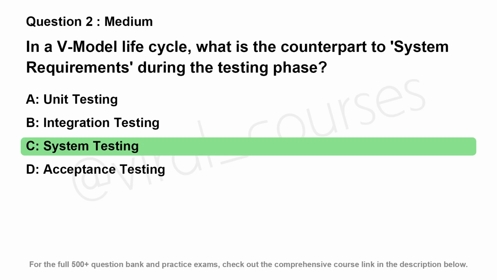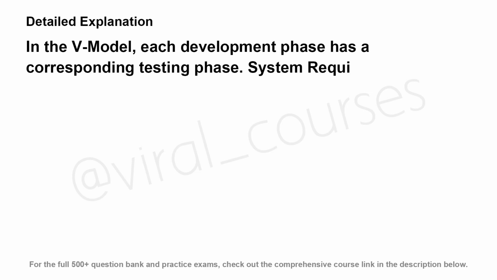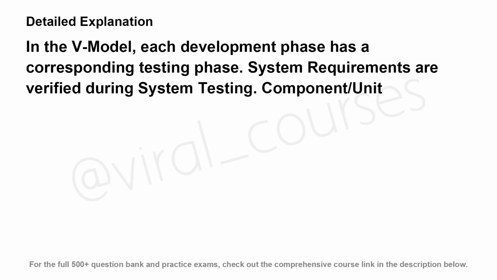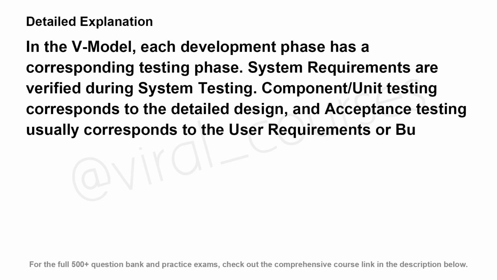The correct answer is C. In the V-model, each development phase has a corresponding testing phase. System requirements are verified during system testing. Component unit testing corresponds to the detailed design, and acceptance testing usually corresponds to the user requirements or business requirements phase.